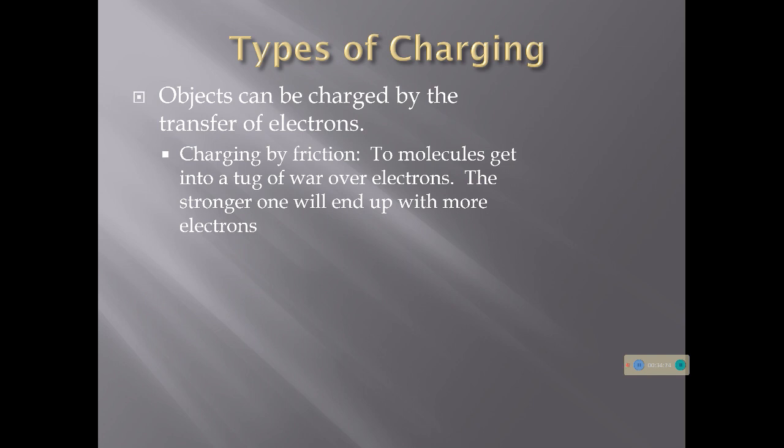Why do they stay on here? There's nowhere else to go. Surrounded on all sides by air. By the way, if this was a metal rod, would this work? If this was a metal rod, I could probably put electrons on here, but where would they go?